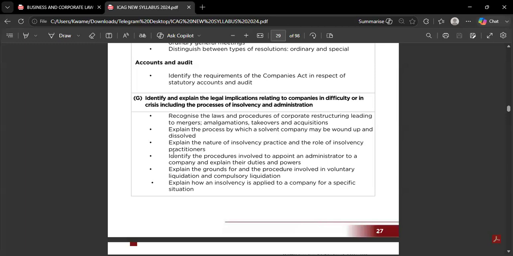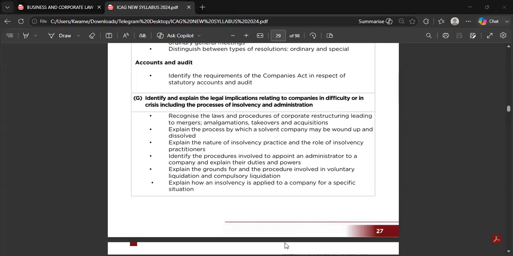Then we have a private liquidation. That's where the owners or members themselves determine that for one or two reasons, the company should be dissolved. That's a private liquidation. So they go into an agreement, and then the law also has provisions for that one.